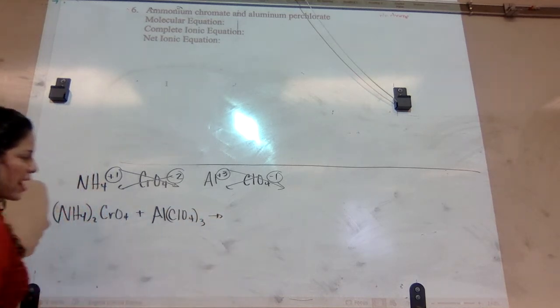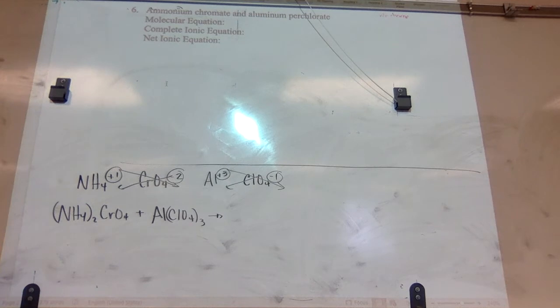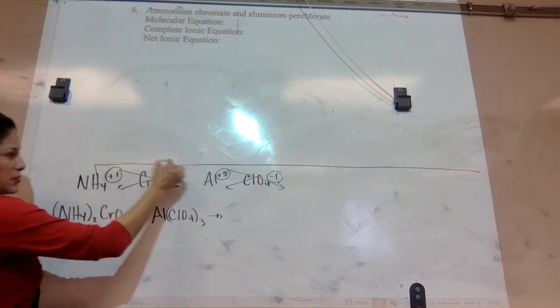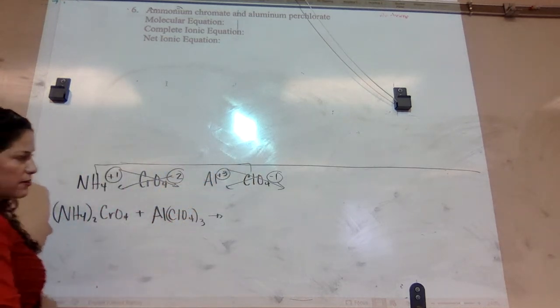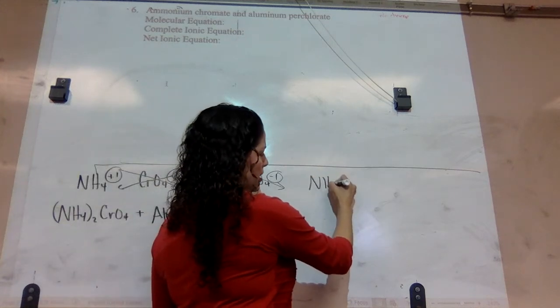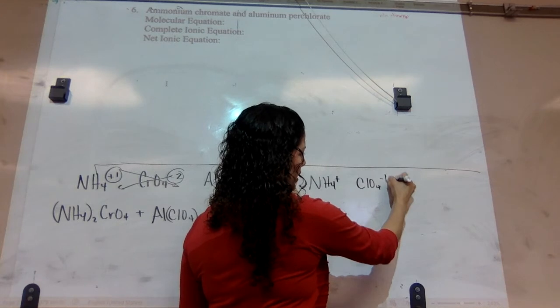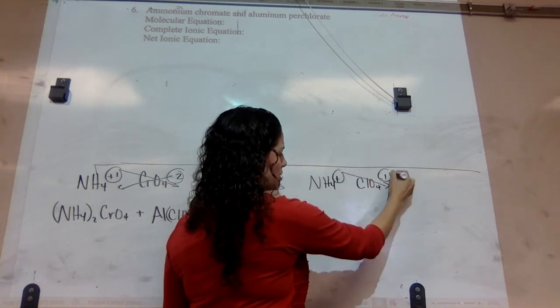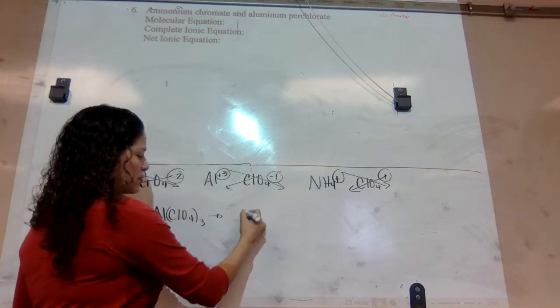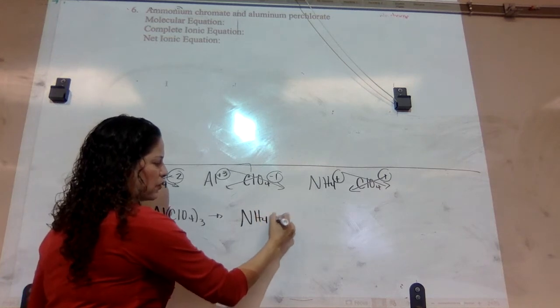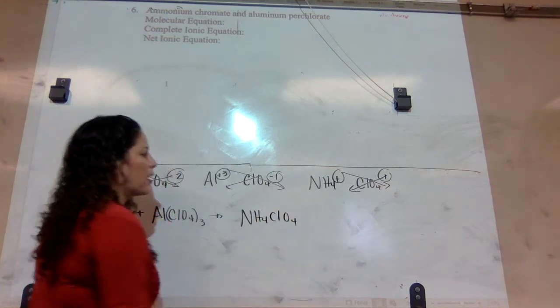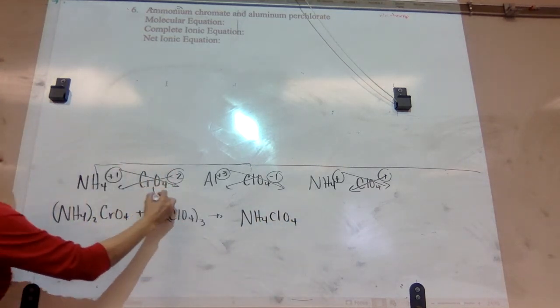Okay, so that's going to react to produce... Now keep in mind, this is where I had that little hippie shape. So this ammonium is going to hook up with that chlorate right there. So I have NH4 with +1 charge and ClO4 with a -1 charge. That crisscrosses, and I'm going to have ammonium chlorate, NH4ClO4.